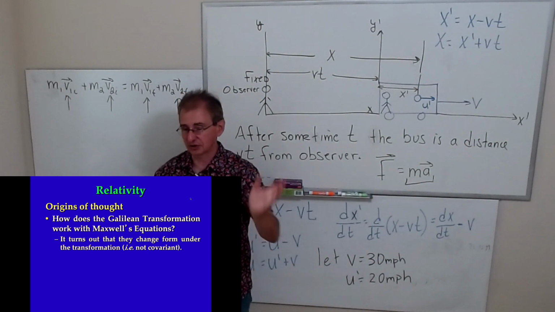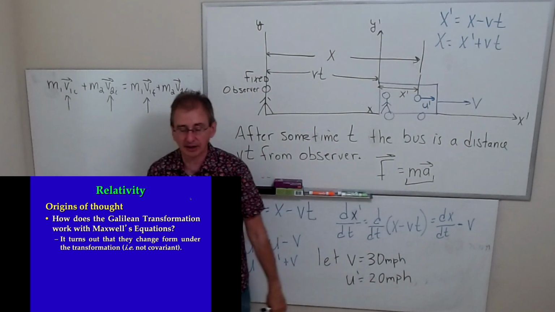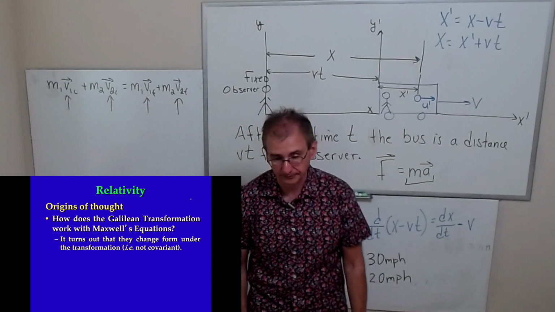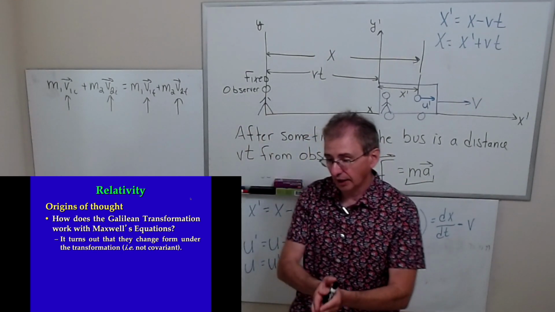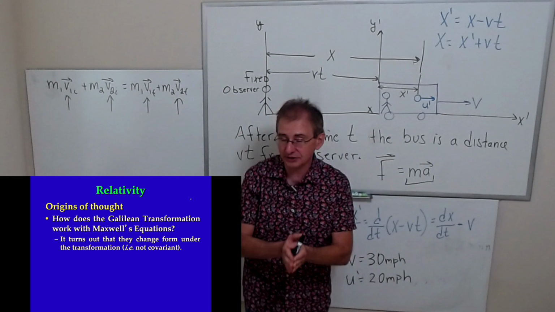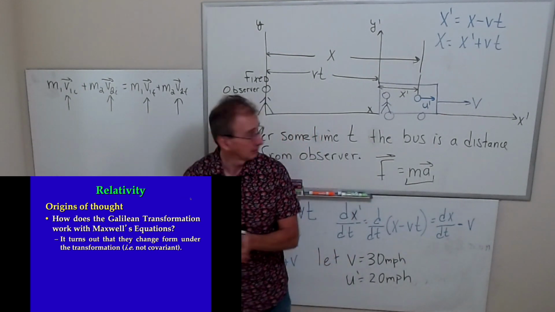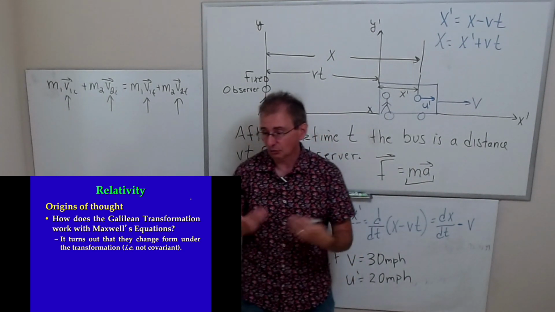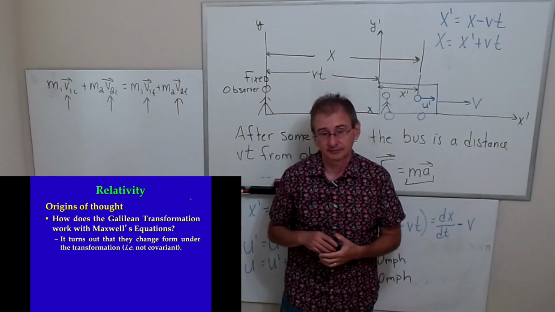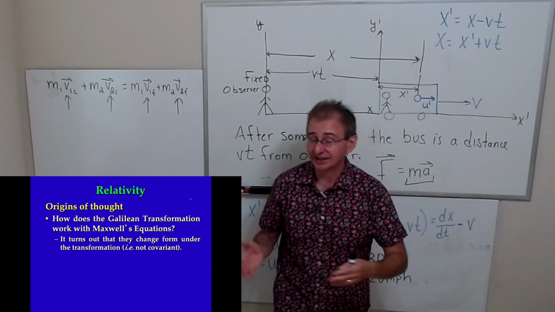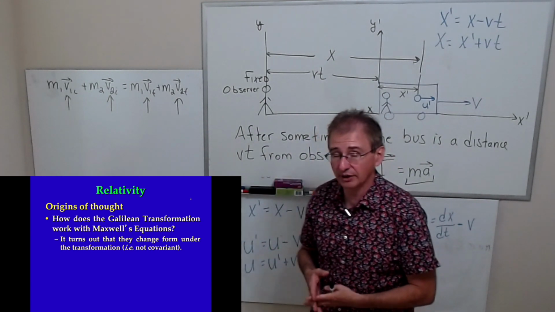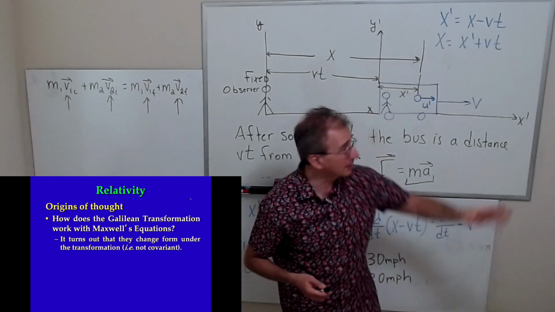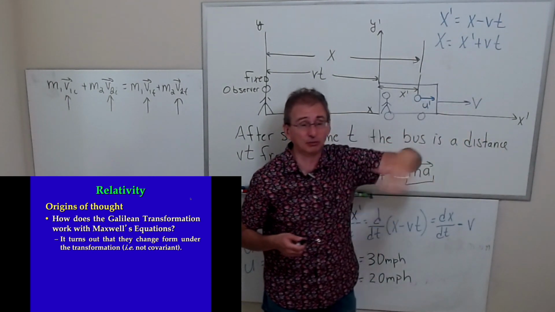And they're differential in nature. It doesn't matter what they look like to you right now. But the question is this. If we apply the Galilean transformation, this, to Maxwell's equations, what happens? It turns out they don't have the same form. They're not covariant. If you apply this to conservation of momentum, you'll find that the equations have the same form.